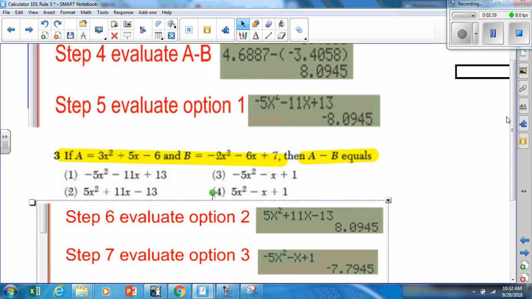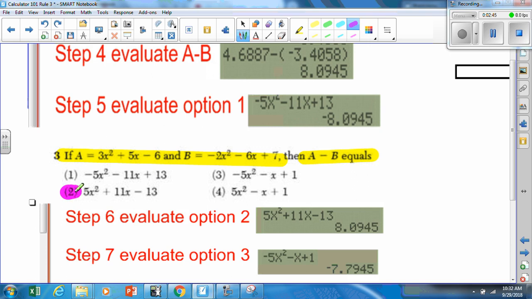Okay, class, I hope these basic calculator skills are things that you're working on and practicing, because if you do so, the Regents exam will be that much simpler.